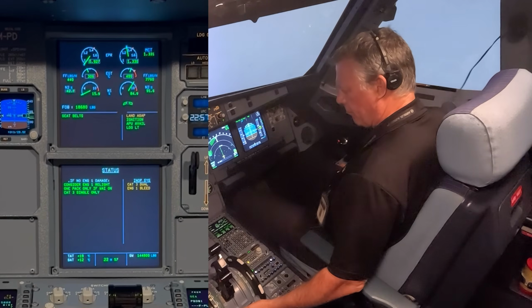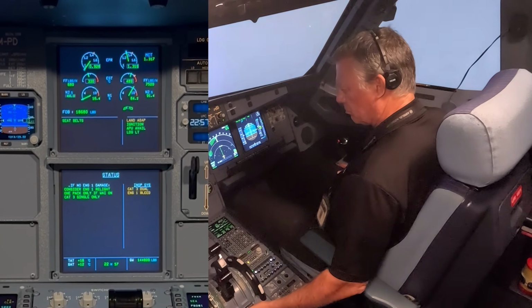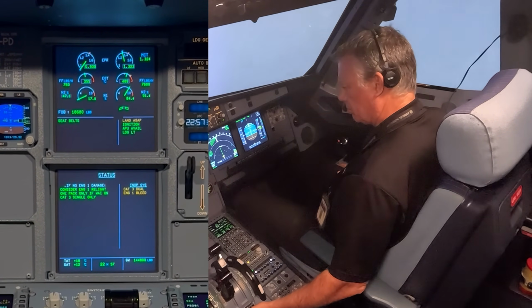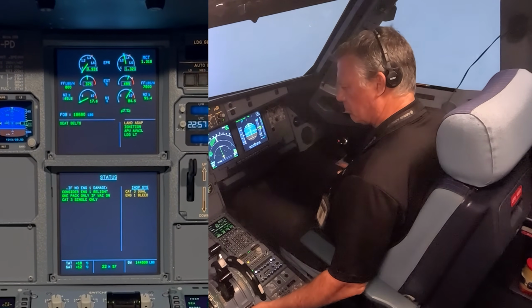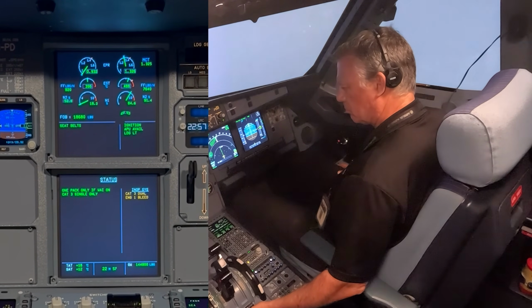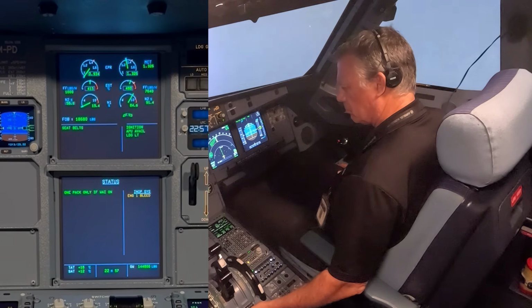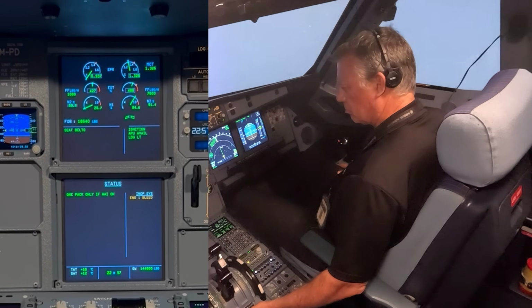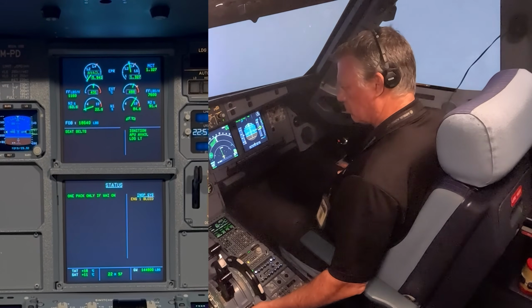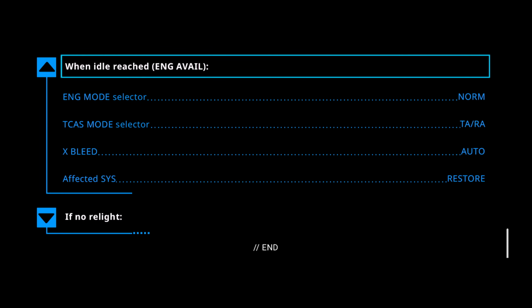So it looks like we got a light off. Notice the items on the status page progressively disappearing as the engine comes online. Avail. Once you see the avail message within the engine parameters, the engine is considered successfully relit. Read and do the remainder of the QRH procedure, otherwise fulfill the if no relight actions within the same procedure.